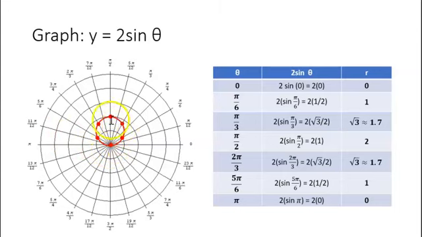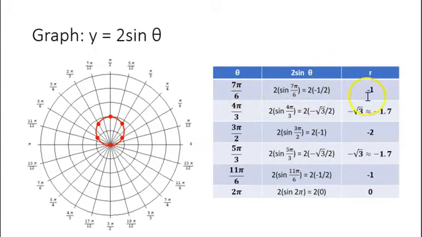Now this looks like an off-center circle, but I really should check the other values that I skipped. So I didn't do 7 pi over 6, 4 pi over 3, all these bottom values. So I'm going to check those and make sure they don't add anything important to my graph.